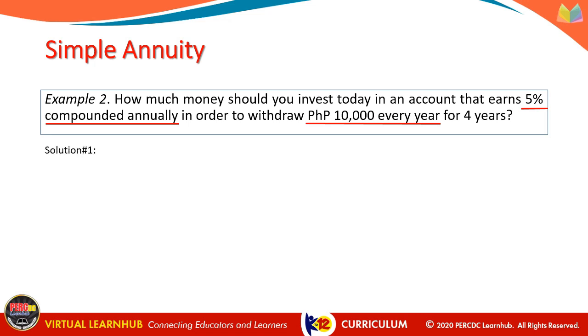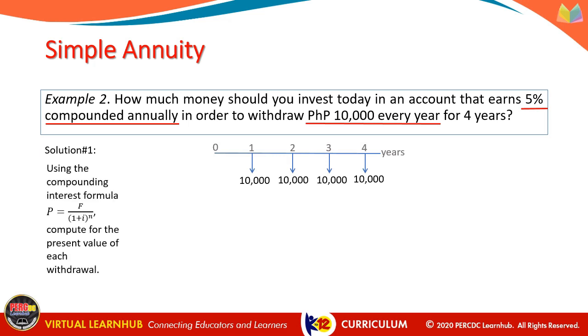For this example, we are going to show again two solutions. For solution number 1, we're going to show a cash flow diagram to clearly see what's happening with the money. A withdrawal of 10,000 pesos will be made after 1 year, another withdrawal of 10,000 pesos at the end of second year, another withdrawal of 10,000 pesos at the end of third year, and another withdrawal of 10,000 pesos at the end of fourth year.